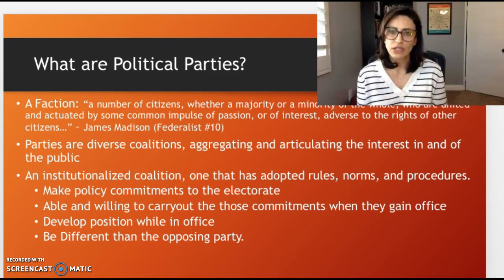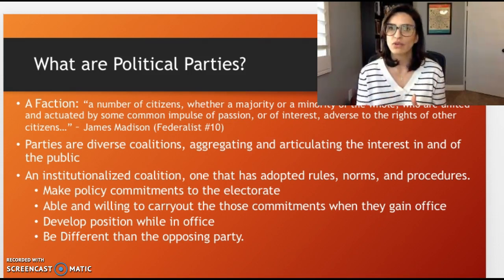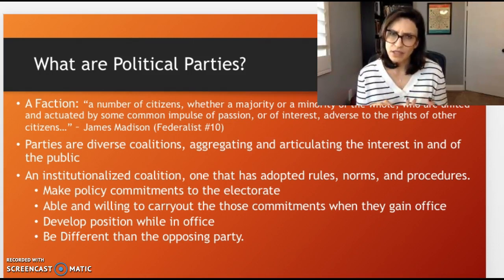It is an institutionalized coalition that's adopted a group of norms, rules, and procedures. Think about how political parties participate in the primaries, how they run a Democratic National Convention in order to officially nominate their candidate for president, for example. But in general, political parties at the local level to the federal level, their role is to make policy commitments to the public in the electorate during election cycles. They have to be willing and able to make good on their promises to the electorate.